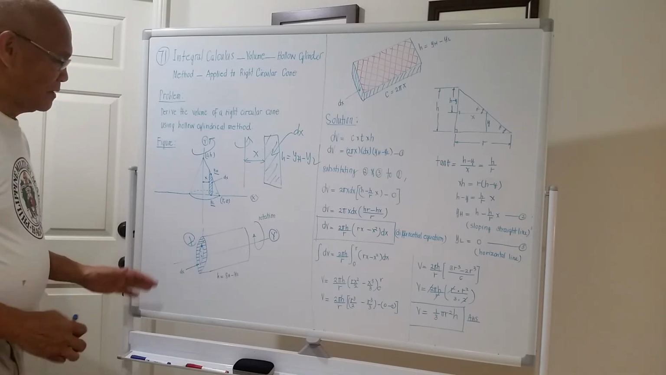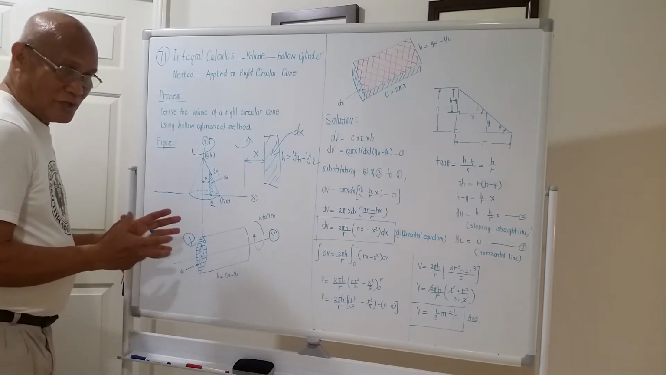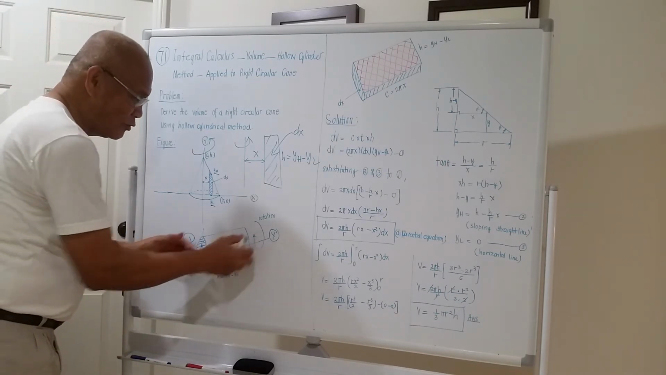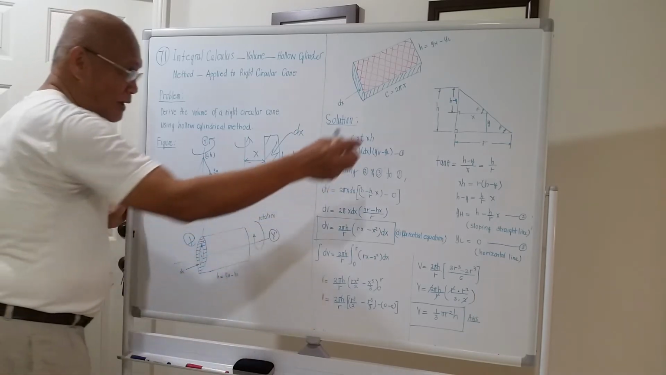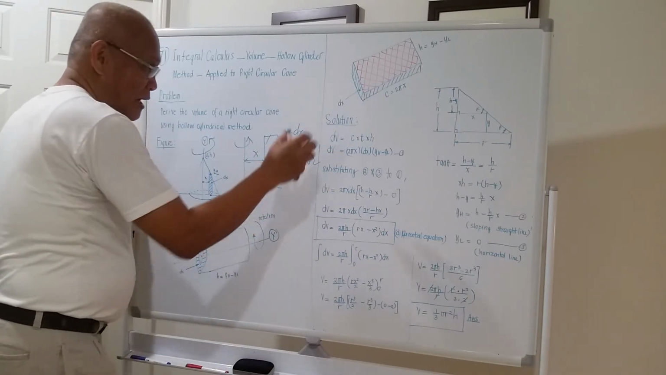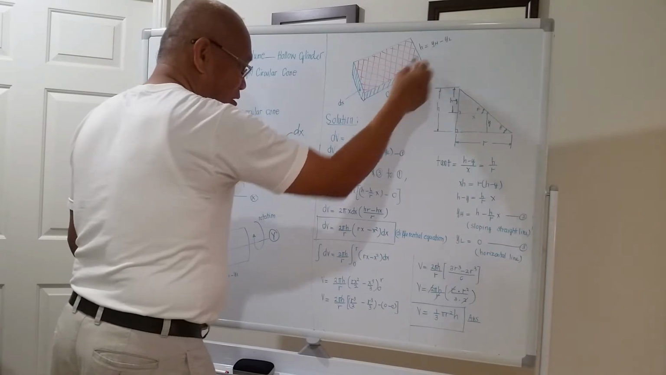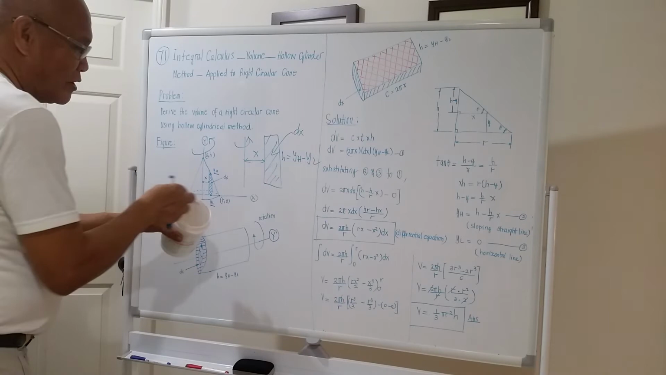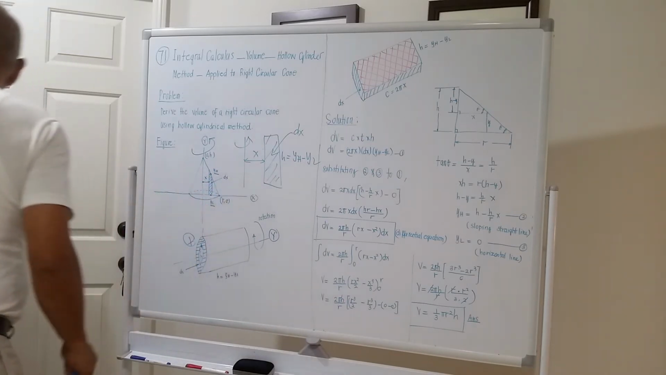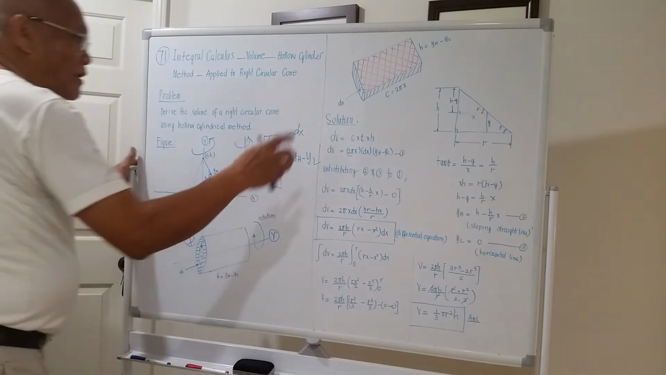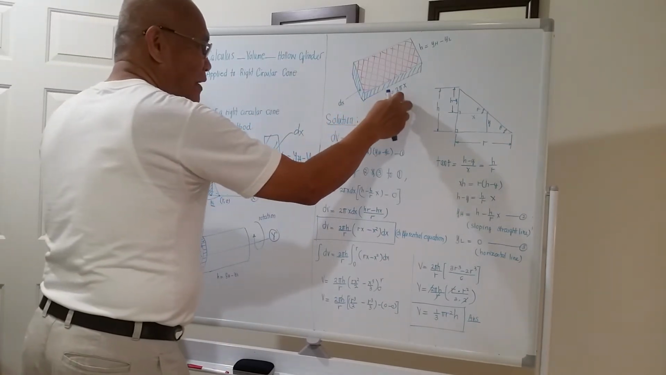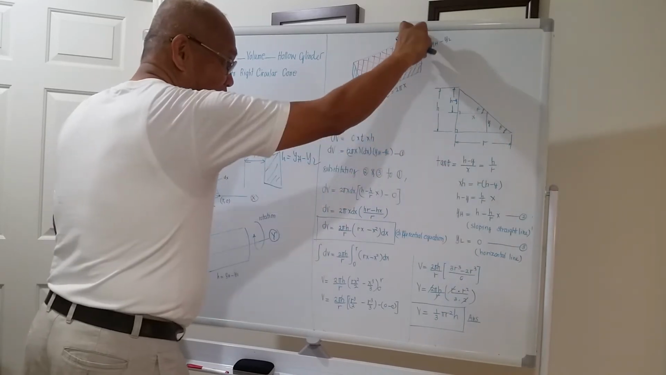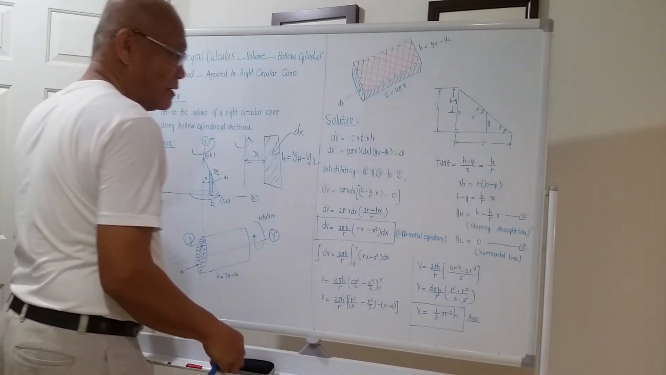To visualize the computation of the volume, we cut this one into two and spread it out. What will come out is something like this. After spreading out, this total length is the total circumference. The formula for the circumference is 2 pi times the radius, 2 pi x. The thickness is dx. This length here is y higher minus y lower.